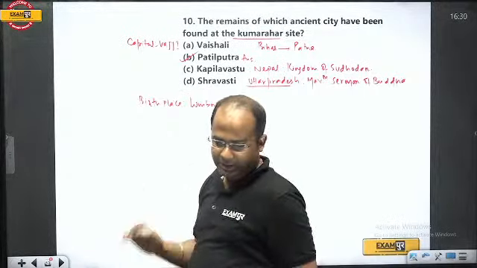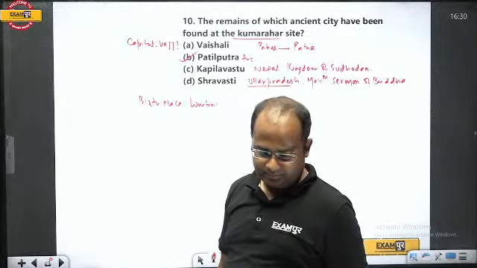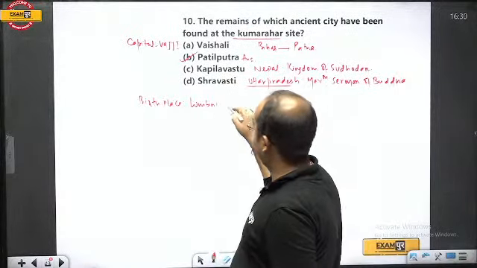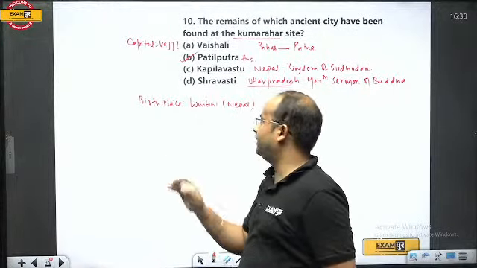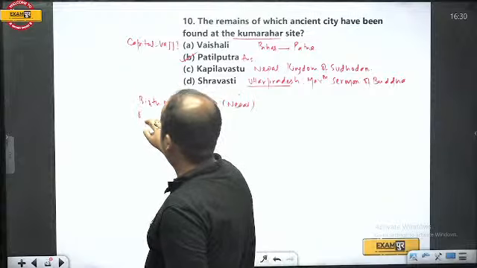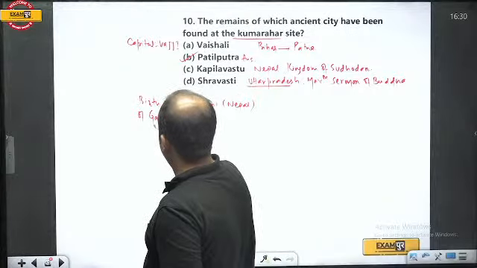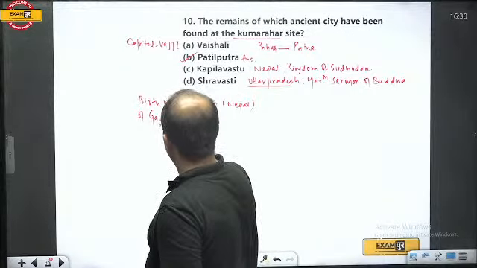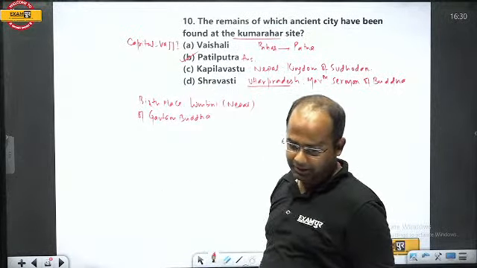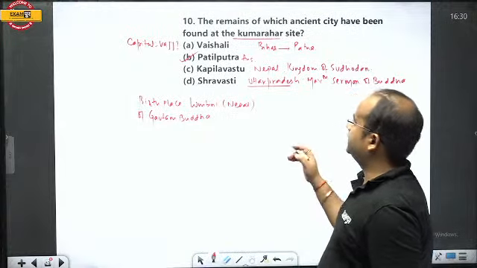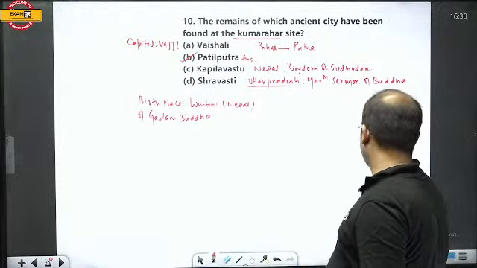Birthplace, it is Lumbini, guys. And Lumbini is in Nepal. In the Rumindai district of Nepal, you will find the birthplace of Gautam Buddha. That is in Lumbini, Nepal. So the correct answer will be, guys, option B, that is Patliputra.